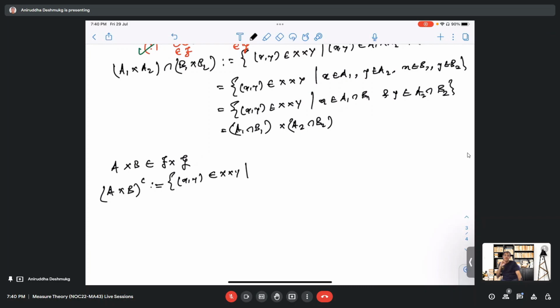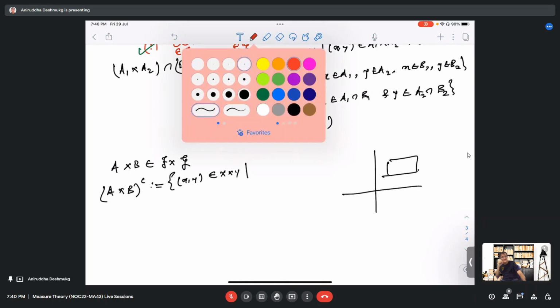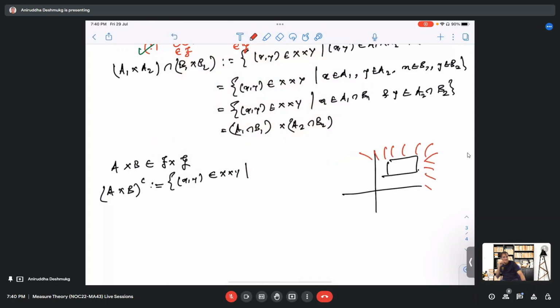A is the X axis and B is the Y axis, so it will become a rectangle. X cross Y minus A cross B is something like a bigger rectangle minus a smaller rectangle. Again, we can split that into rectangles. I want to know how you will split that. If I make this rectangle, then the complement is going to be this. I want to write it as R1, R2, R3, a disjoint union of subsets of X cross Y. But are they in F cross G? They are disjoint subsets of X cross Y. That is fine.